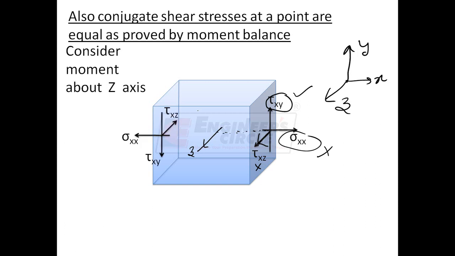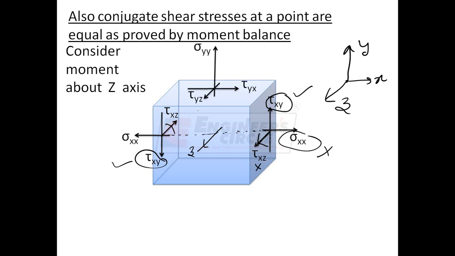On the counterpart plane, again, sigma xx is passing through the z axis. Tau xz is antiparallel to the z axis. Therefore, this also will not give any moment. Therefore, only tau xy will give moment about z axis.